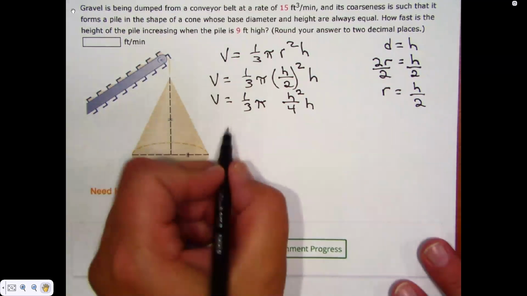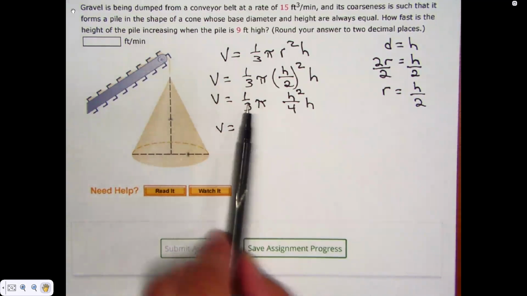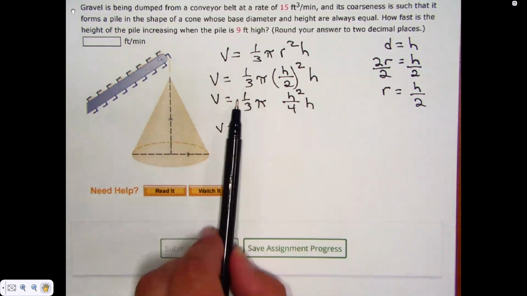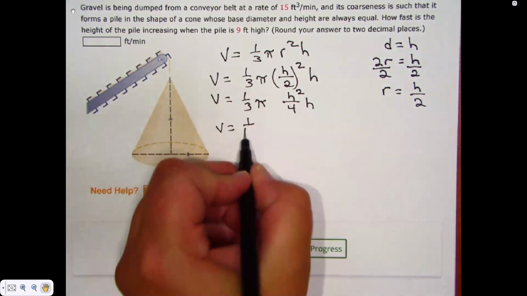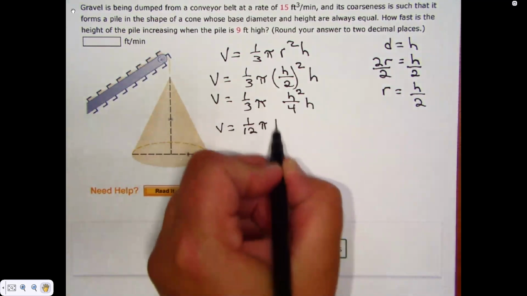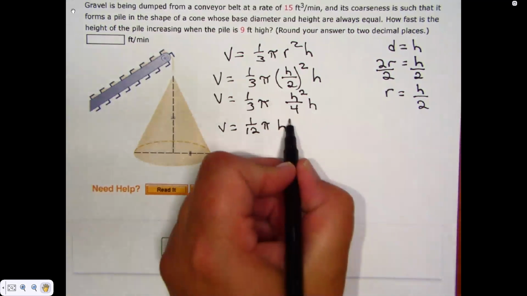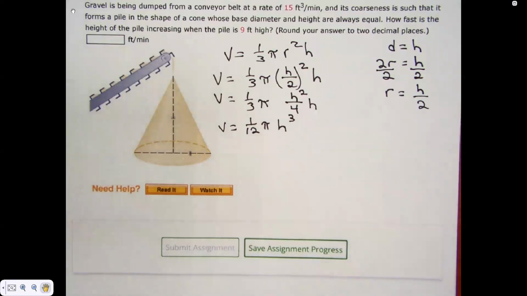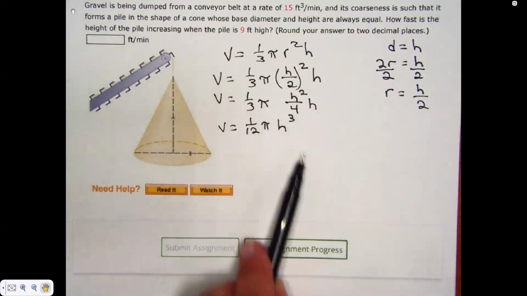All right, and then what does that equal? That equals, it's okay to multiply the 3 because this is all multiplication, so it's okay to multiply the 3 and the 4. So we're going to do 1/12 pi, and then h to the 3rd. So we can multiply the 3 and the 4, and then we can multiply the h squared with the h and get h to the third.